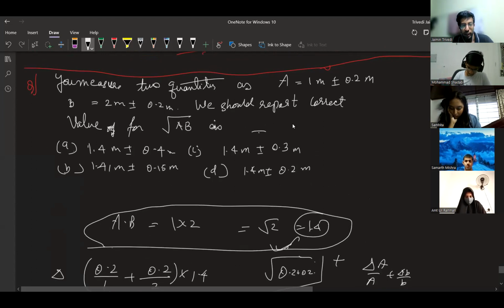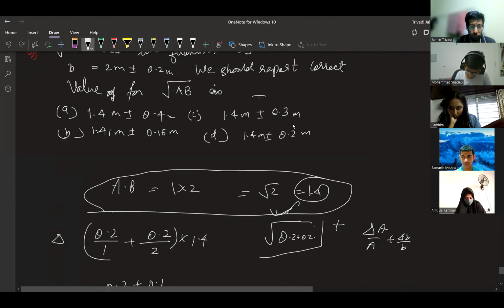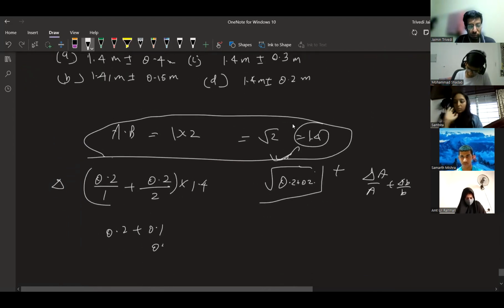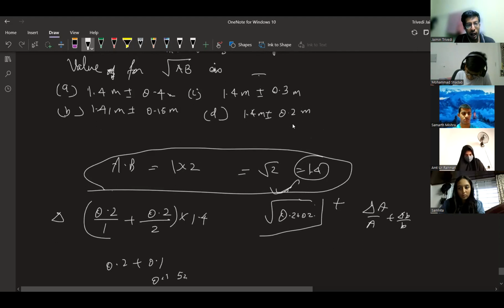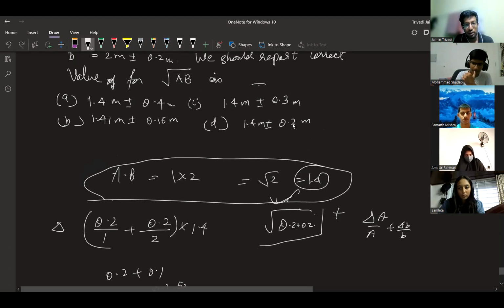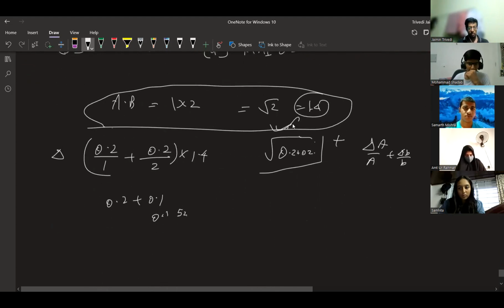Wait a minute. We should report the correct value for AB. So we got AB here, plus or minus. And this, see, this is half only now. Here A is not alone. So A is root. So in this multiplication, we'll bring half outside. 2/3. Okay.